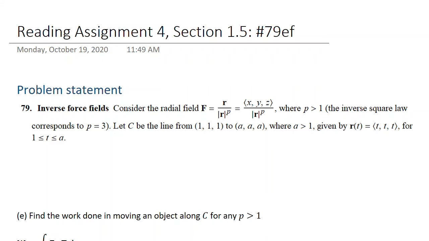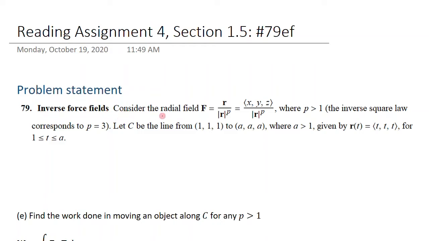Reading assignment 4, section 1.5, problem 79. I'm going to do just parts E and F from this question. The other ones are fairly similar. The question is about inverse force fields.